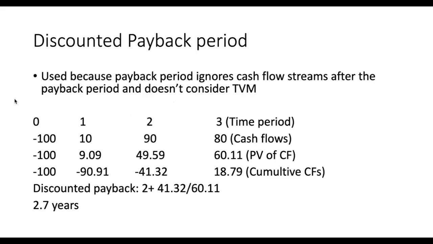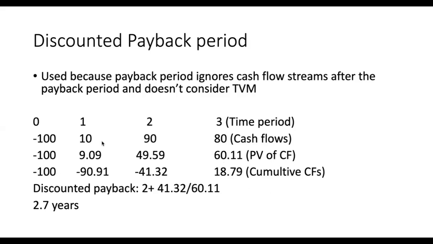Now, there's another method to calculate the payback period, which is the discounted payback period. And we use this method because the simple payback period ignores cash flow streams after the payback period and doesn't consider the time value of money. So it isn't an accurate measure of the actual payback period. So to find the discounted payback period, this is what we do. We find the present values of the cash flows using the same present value formula. So the present value for the cash flows is -100, 9.09 for year 1, 49.59 for year 2, and 60.11 for year 3. Then we add these cash flows to find the cumulative cash flows.